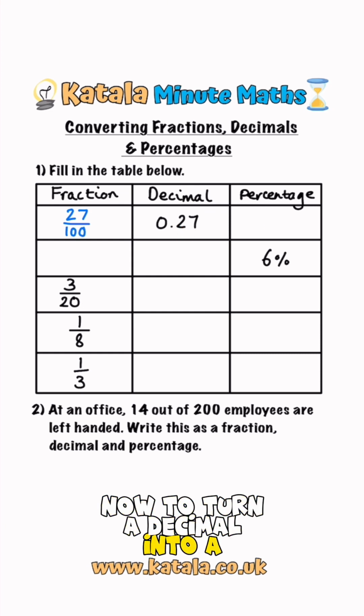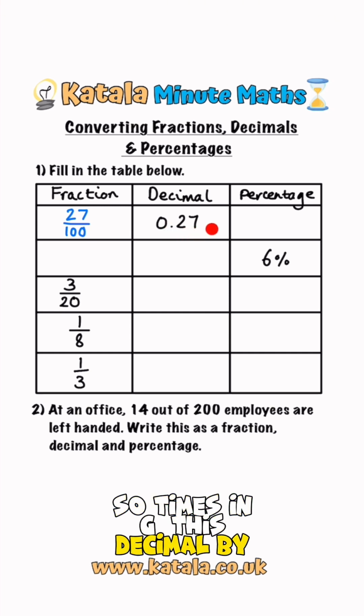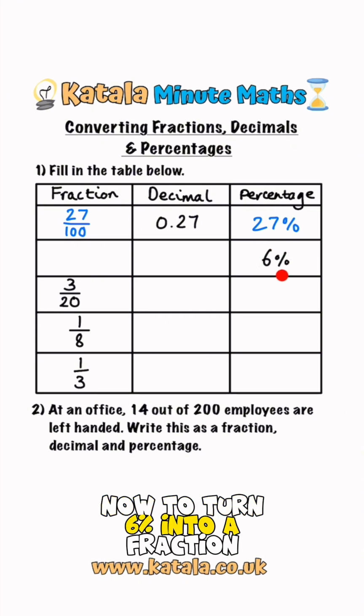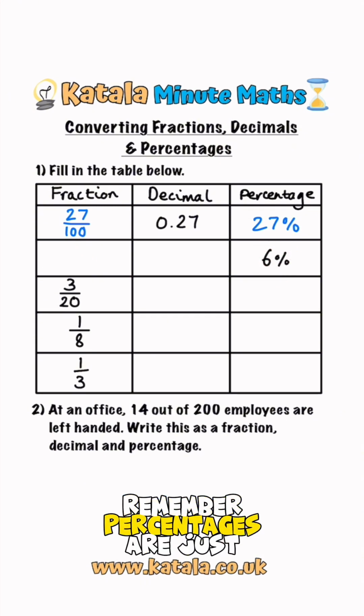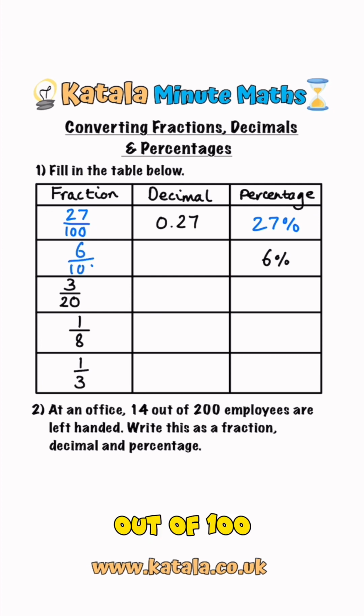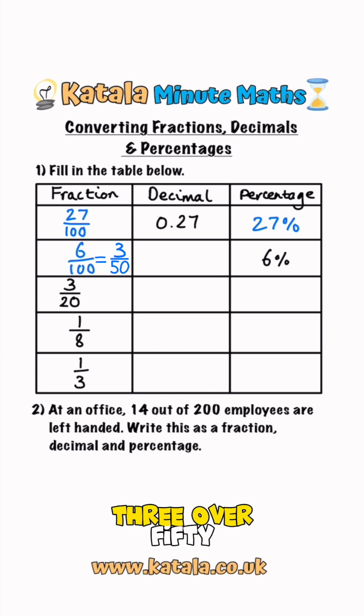Now to turn a decimal into a percentage, you literally just times by 100. So timesing this decimal by 100, we would actually just get 27%. Okay, now to turn 6% into a fraction, remember percentages are just out of 100, so we can literally say it's 6 out of 100. And it's a good idea to simplify fractions where possible, so we can divide both 6 and 100 by 2 to give us 3 over 50.